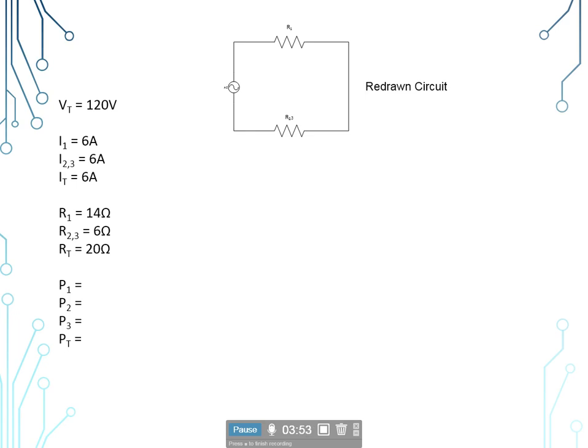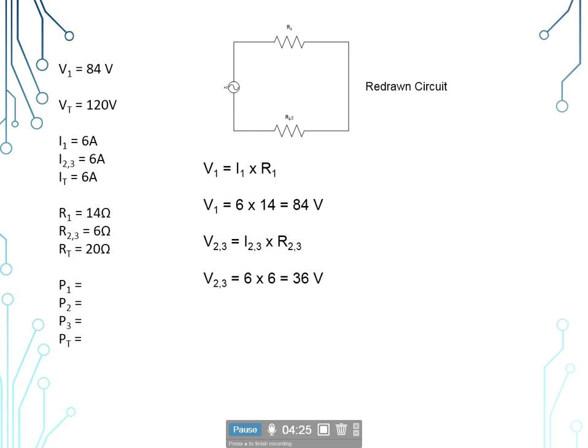Now, going on here, we need to find our voltage drops. So V sub 1 is going to be equal to I sub 1 times R sub 1. I sub 1 is 6 amps, R sub 1 is 14 ohms, and that'll give us 84 volt total drop for V sub 1. V sub 23 is equal to I sub 23 times R sub 23, and so I sub 23 is 6 amps, and R sub 23 is 6 ohms that we calculated earlier using the reciprocal formula, and that'll give us a 36 volt drop there.